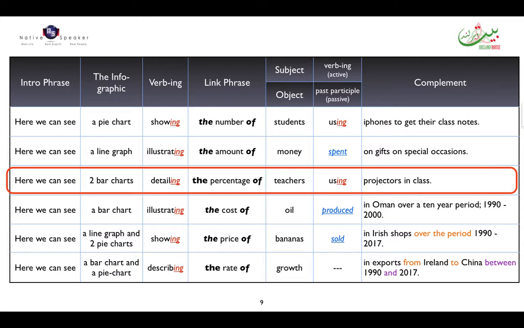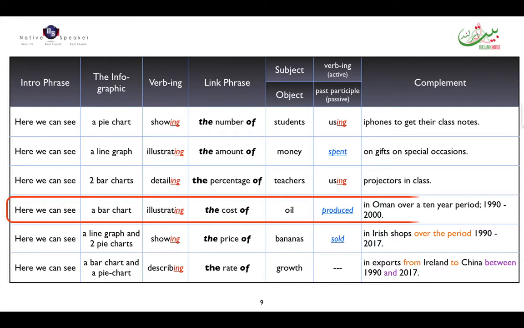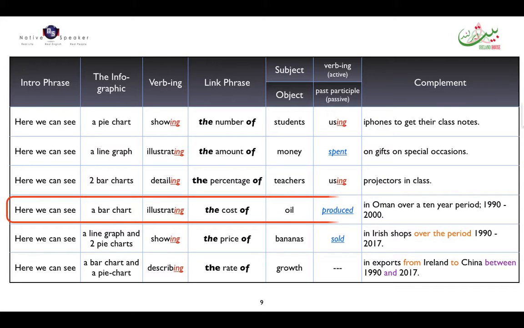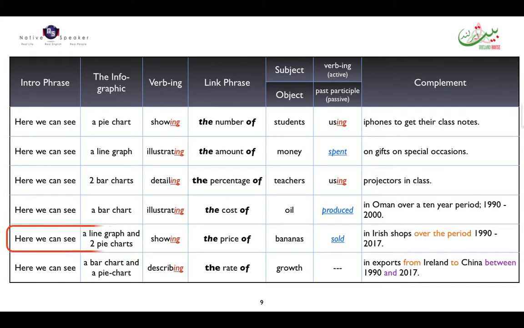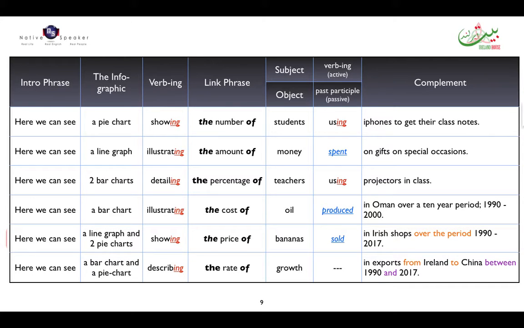Very good. Next one. Here we can see a bar chart illustrating the cost of oil produced in Oman over a 10-year period, 1990 to 2000. Now you. Very good. Next one. Here we can see a line graph and two pie charts showing the price of bananas sold in Irish shops over the period 1990 to 2017. Now you.